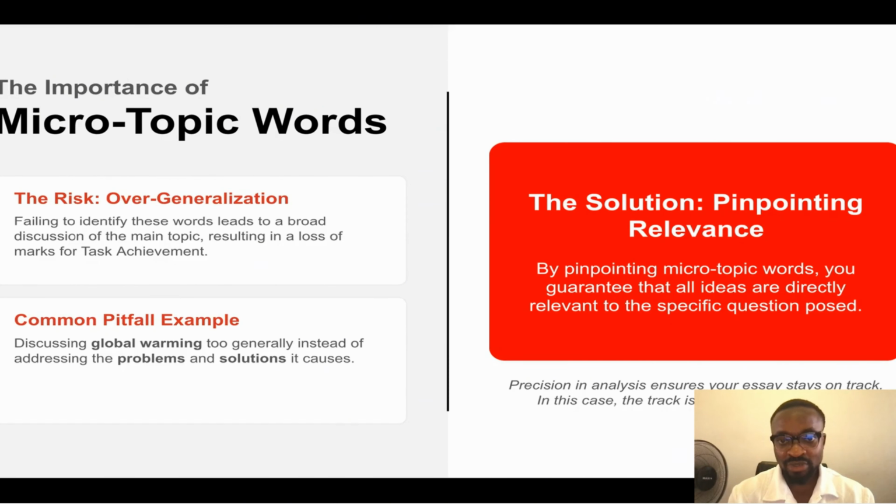So the solution is, by pinpointing micro topic words, you guarantee that all ideas are directly relevant to the specific question posed. That's what I just explained. Precision in analysis ensures your essay stays on track. In this case, the track is problems and solutions, as simple as that. So identifying your micro topic words helps you stay on track in identifying the problems and solutions that are associated with flooding, which is as a result of global warming.